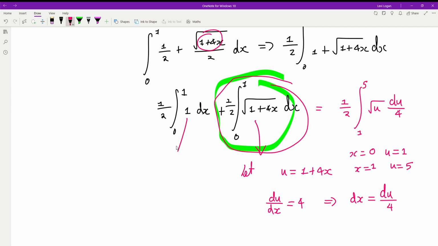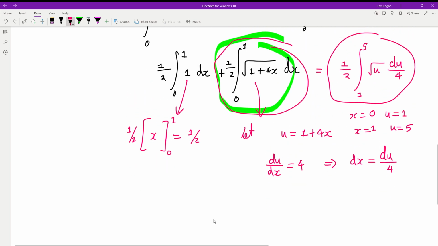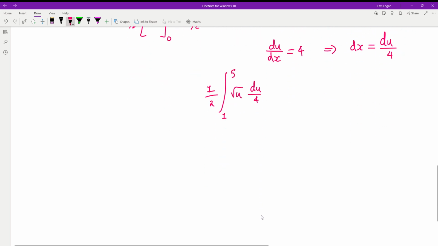Okay. This integral here is pretty much just going to be x from 1 to 0 times a half. So our answer will be a half. Okay, just for that value there. This integral, we can change up a bit. So we'll have a half, the integral from 1 to 5, of the square root of u du on 4. Now what we can do down here is literally take this 4 out the front door. So you can rewrite it as 1 on 8 integral from 1 to 5.